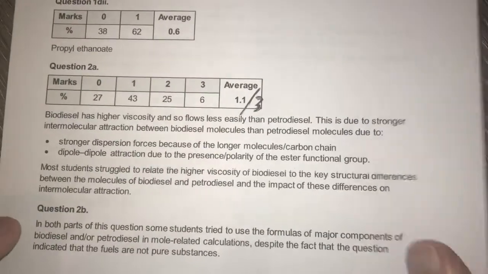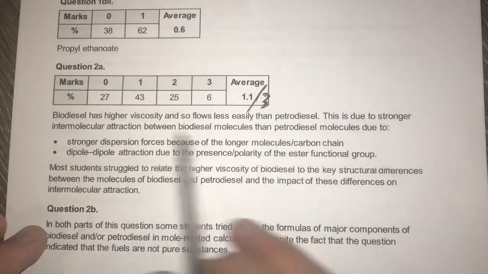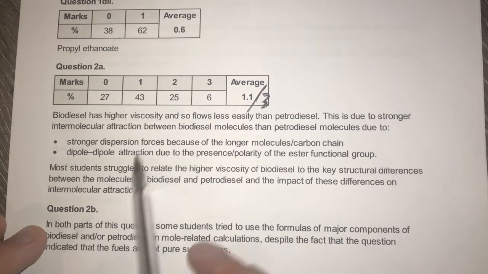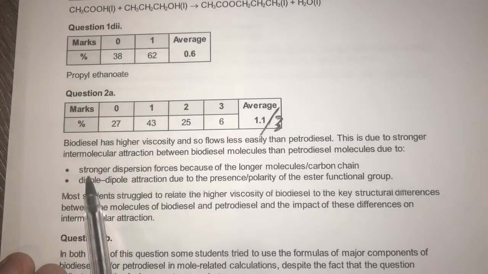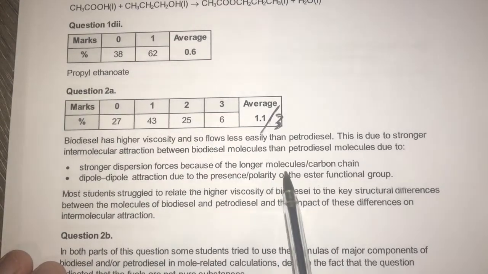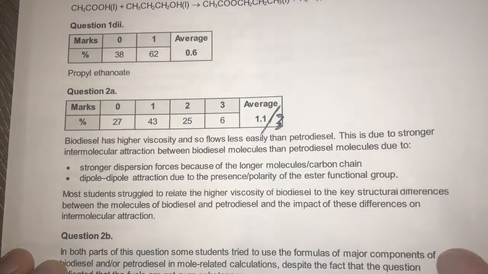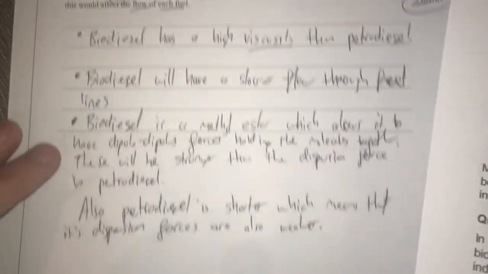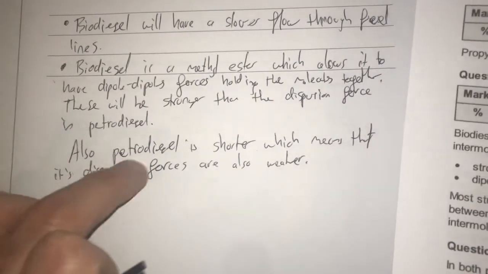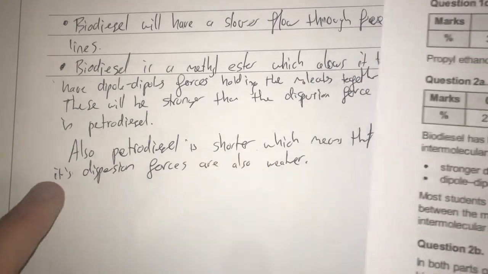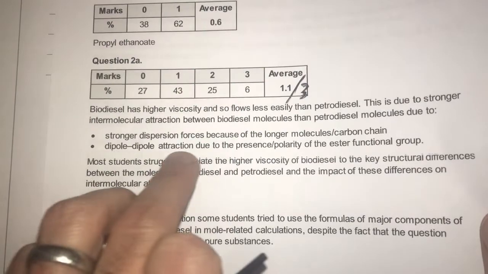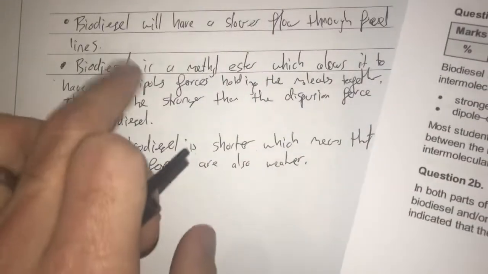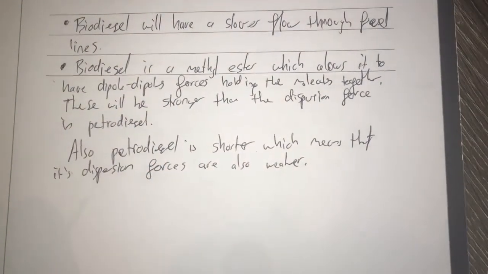The vast majority of what this says is about our forces and the explain part of this question. So it definitely talks about the stronger dispersion forces because of the longer molecule in biodiesel. We talked about that in the other way, which is fine. Petrodiesel has a shorter molecule, which means its dispersion forces are weaker. That's still good. And the dipole-dipole attraction from the ester group we did cover there as well, which is good.